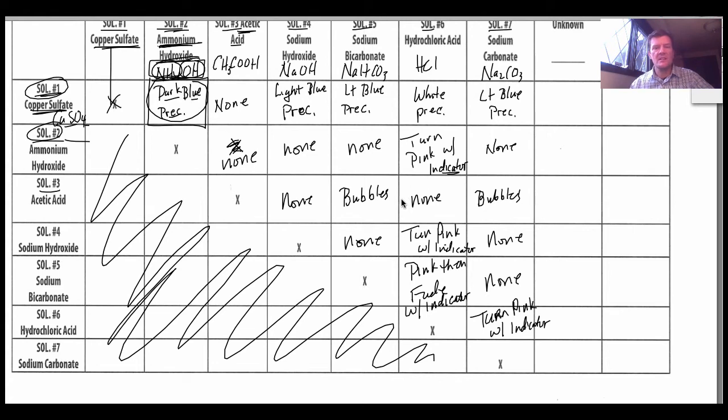And then maybe work your way down from there if you get no results. If you get no results, then you have to test something else and see if you get maybe bubbles. Maybe you've got acetic acid. Okay, test it with sodium bicarbonate. Or you might want to test it with hydrochloric acid and see if it turns pink. Then you might have one of these bases over here, ammonium hydroxide or sodium hydroxide or sodium bicarbonate. So you have to devise a way to test your unknown and figure out which of the 7 solutions you were given. Okay?